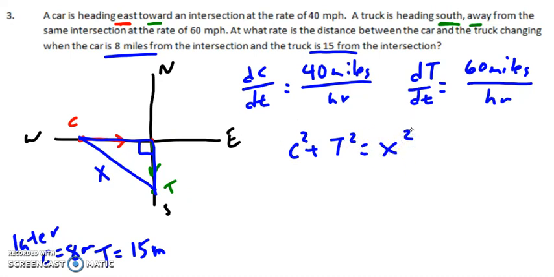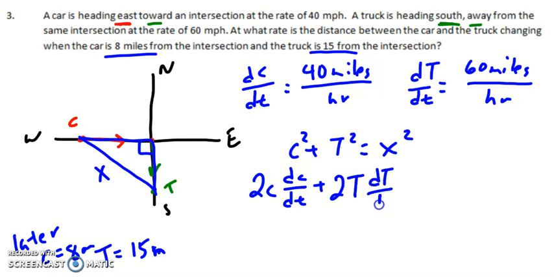Let's go ahead and differentiate. So 2c, dc over dt, lowercase t, plus 2 capital T, dT over dt, again capital T in the numerator, equals 2x, dx over dt. And it's that later point in time. Now we can plug in our information.